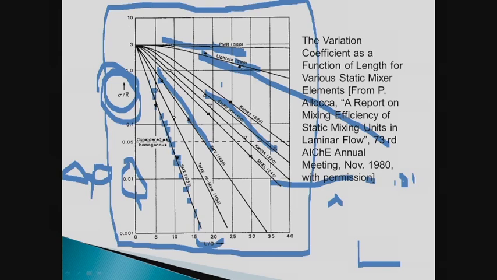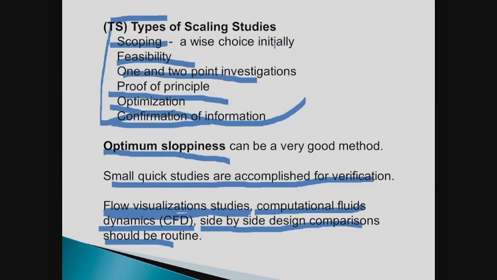But I really like this study because you can make rapid equipment comparisons. You can eliminate static mixers that apparently are not working very well, as opposed to those who have high power input and are working very well. And that's my idea of optimum sloppiness.